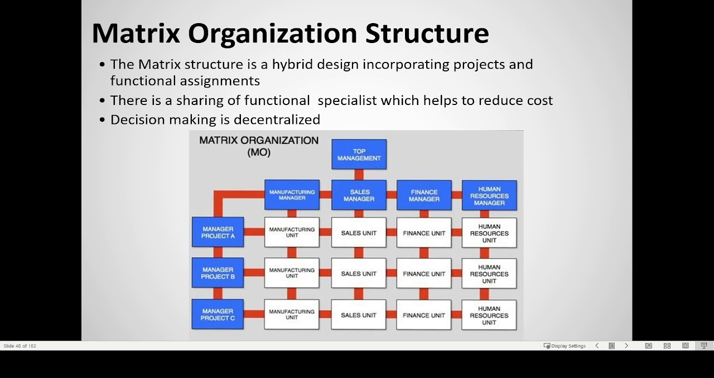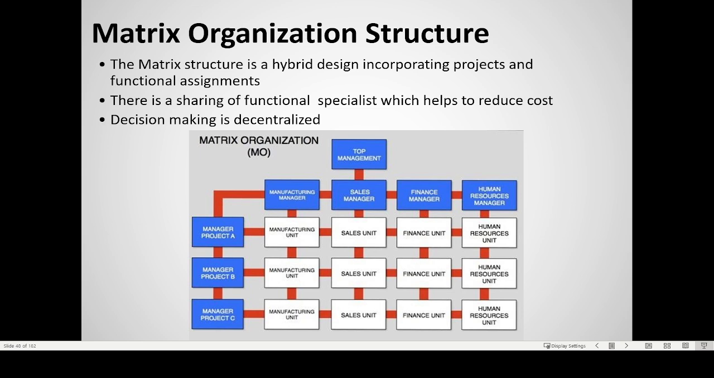And now we come to the matrix organization structure, which is mostly used in the bigger organization. This kind of structure is the matrix structure. It is a hybrid design incorporating projects and functional assignments. Now, it can be a hybrid between function and projects or function and products.